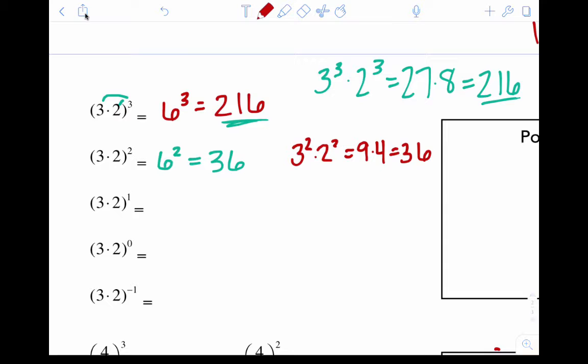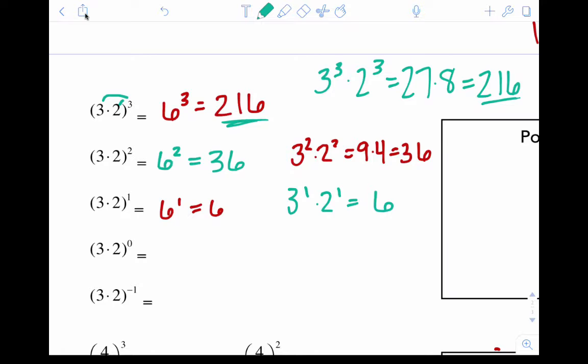Next one, I have 6 to the first, which of course is just 6. And then 3 to the first times 2 to the first is 6. So it is still working even with a power of 1.